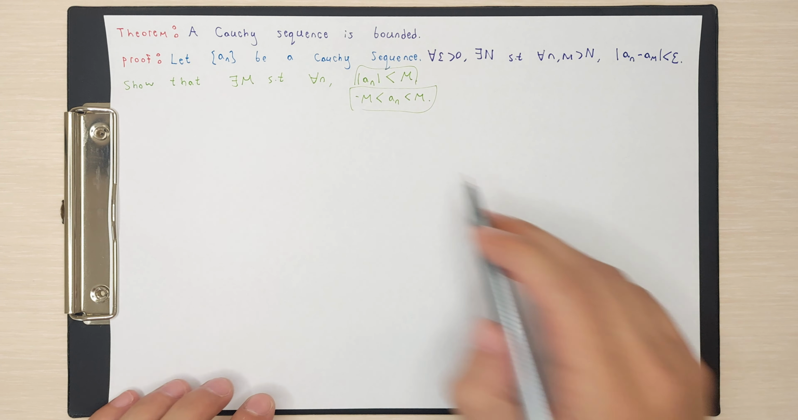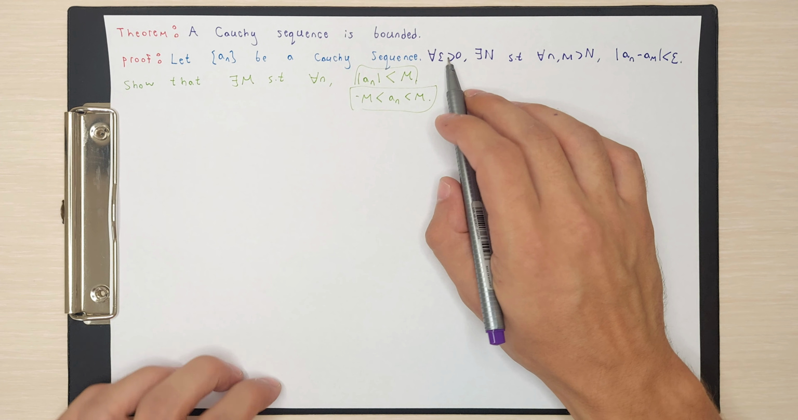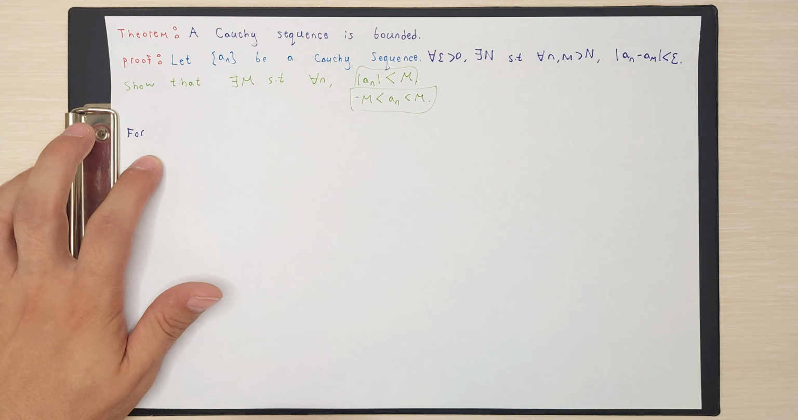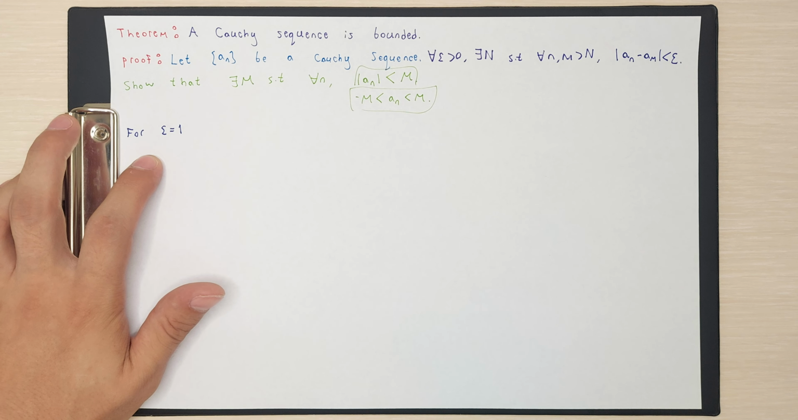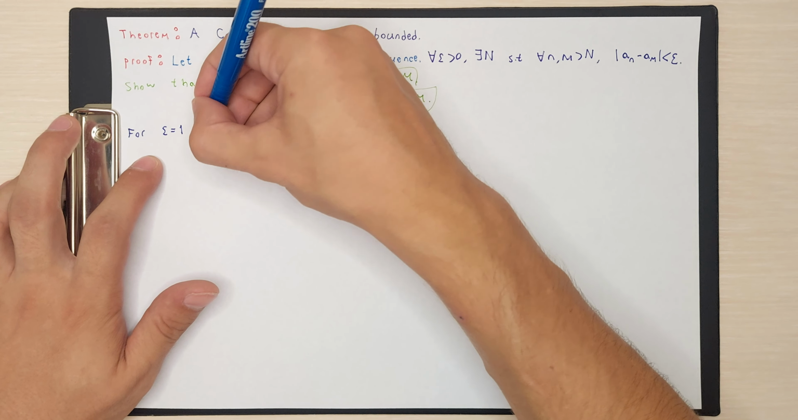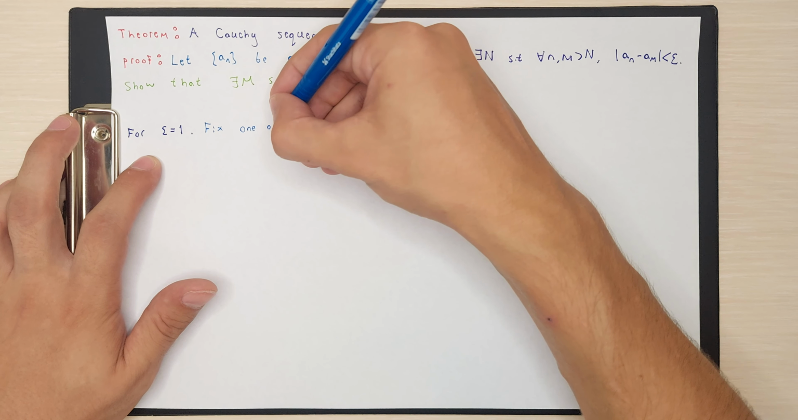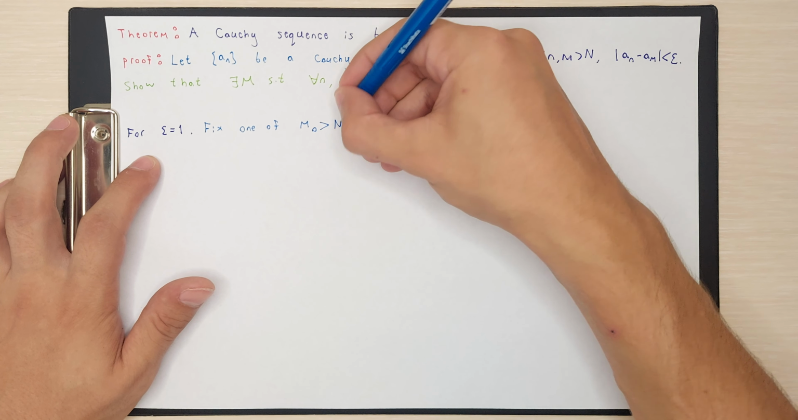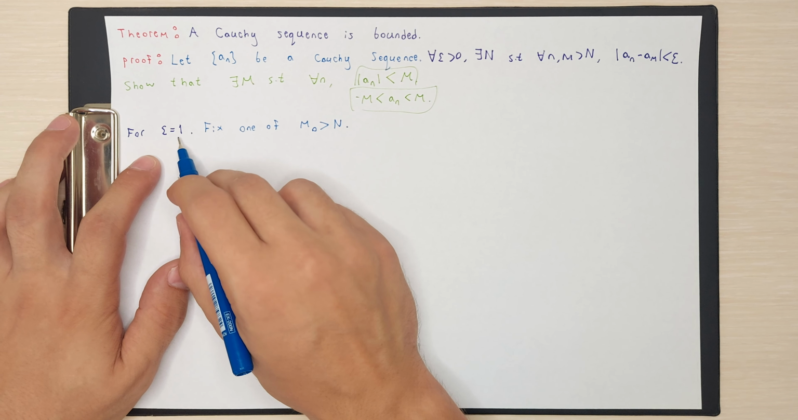We are going to use the definition of a Cauchy sequence. We know that it starts from for all epsilon, so it holds for every epsilon. Specifically, we can choose one epsilon. Let's say that epsilon is 1. And also, we can fix the value m. Fix one m. We can consider only one m. Let's say that it is m0, and say that this is greater than big N. Here we choose our epsilon, which is 1.